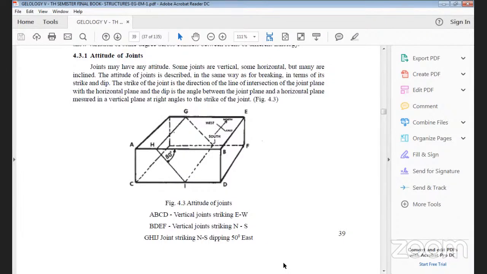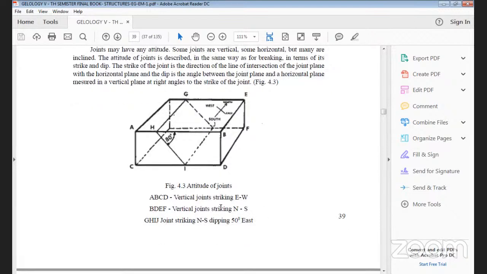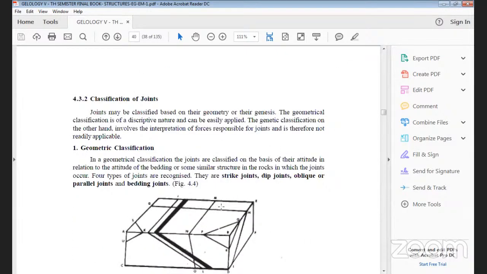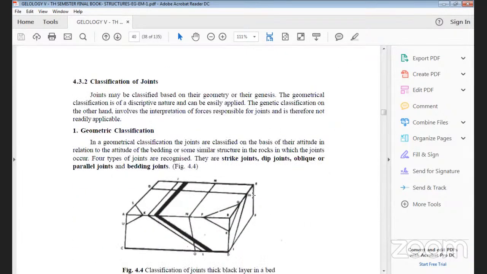G, H, I, J: joint striking, not south dipping. It's almost a 50 degree angle. It's a bend, so the strike direction is also very important here. And we come to the classification of the joints.